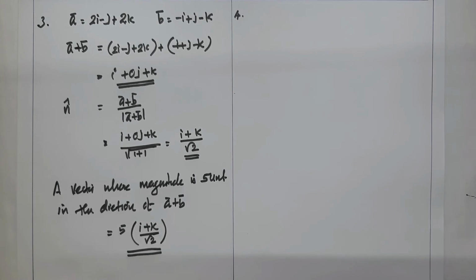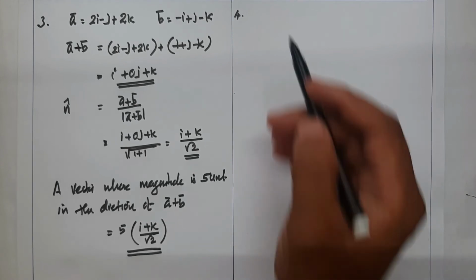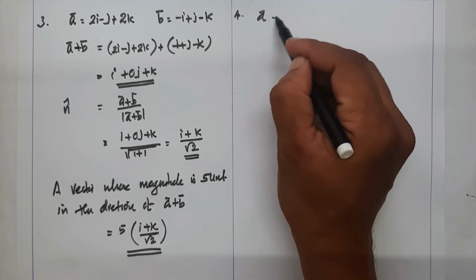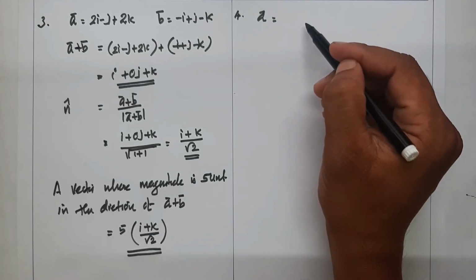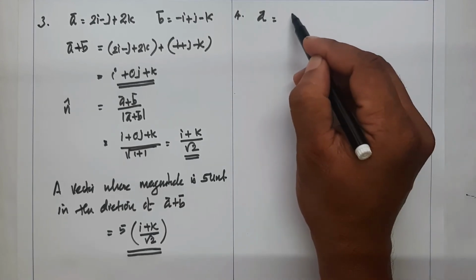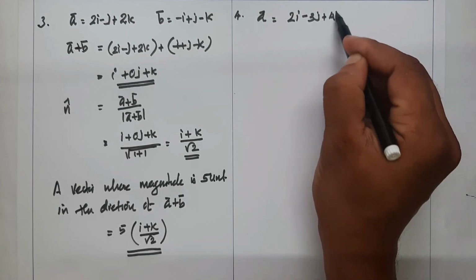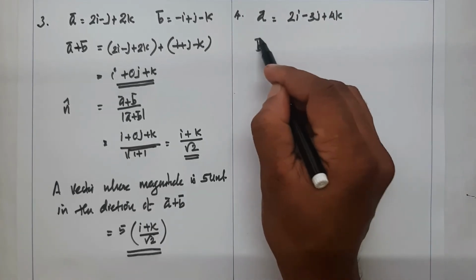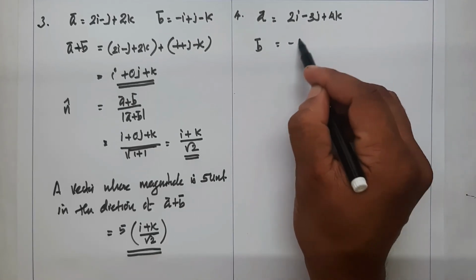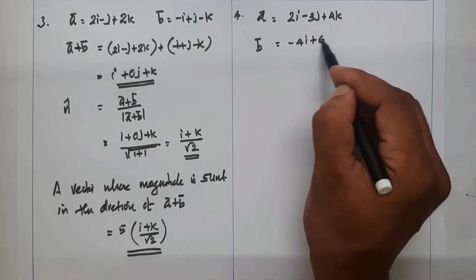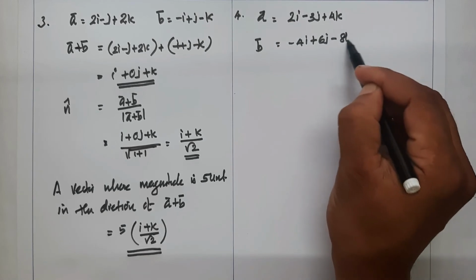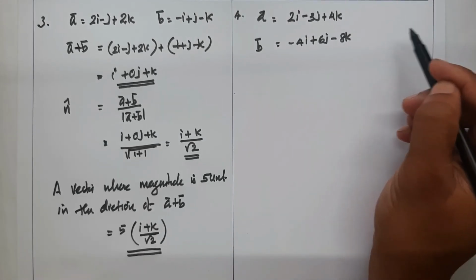Okay. Now show that vector A is equal to 2i minus 3j plus 4k and vector B is equal to minus 4i plus 6j minus 8k are collinear.